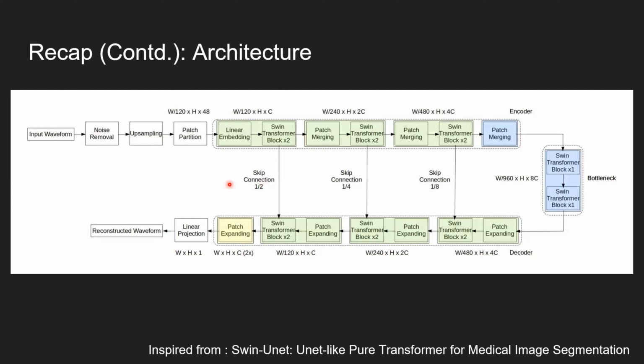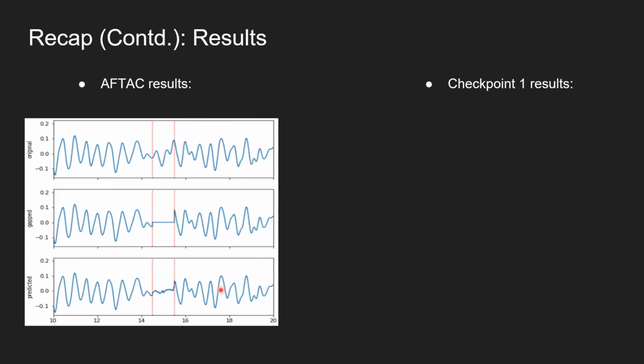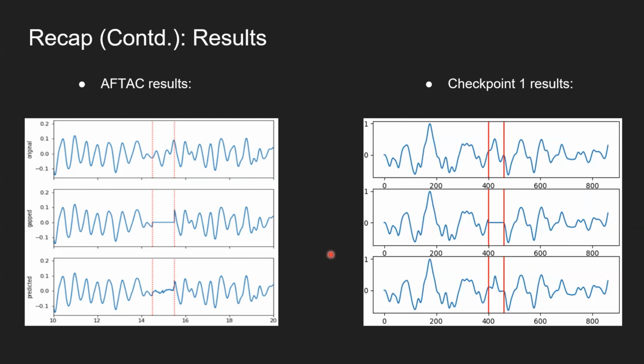A small recap of the architecture. This was the architecture that we were using in our last checkpoint. Here we had a Swin UNet based architecture, which had all the Swin blocks, and we had implemented our own 1D shifting and 1D patch merging, and we were able to get some very decent results. Here were the results from checkpoint 1. These are the results from the FTech model. We haven't run that model on our own. We have taken this image from the Jupyter notebook, which was shared with us. And these were the results that we had got previously.